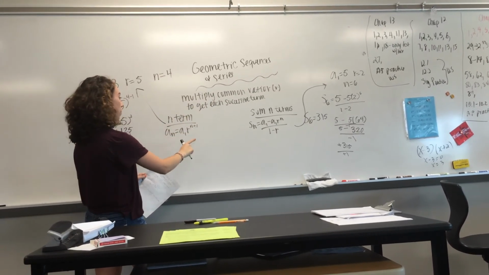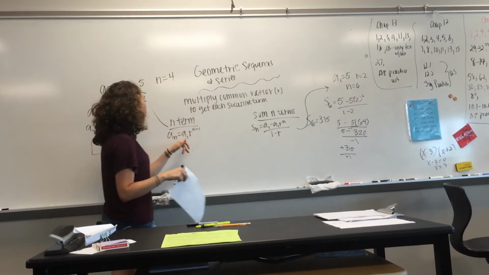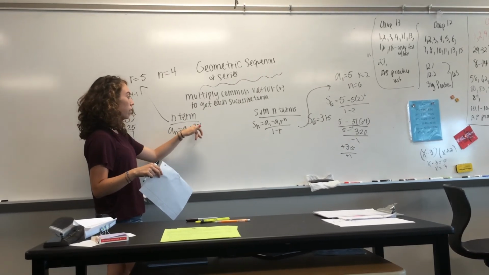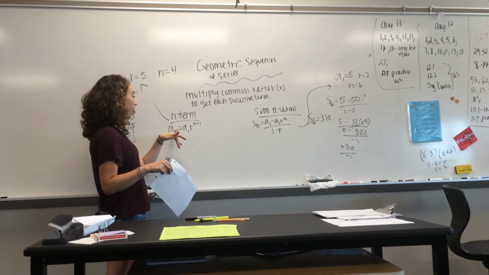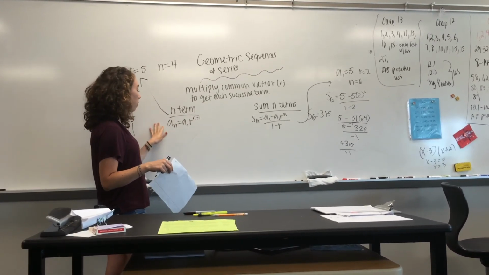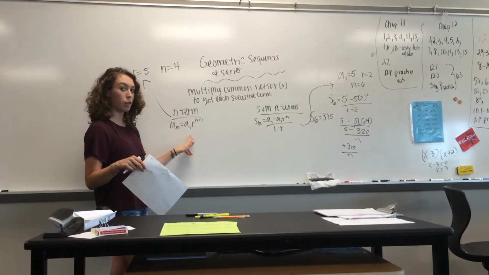Okay. So to conclude, geometric sequences and series, you take the common ratio r and you multiply it to get each successive term. So we have the nth term formula and the sum of n terms, where a1 is going to be your first term, r is going to be your ratio, n is going to be the term number you're solving for, and then a sub n is whichever specific term it tells you that you need to solve for.